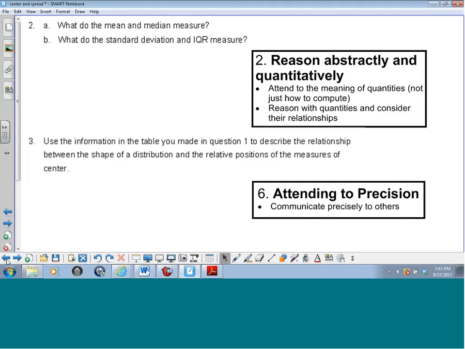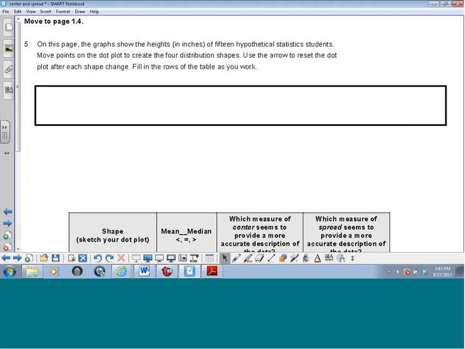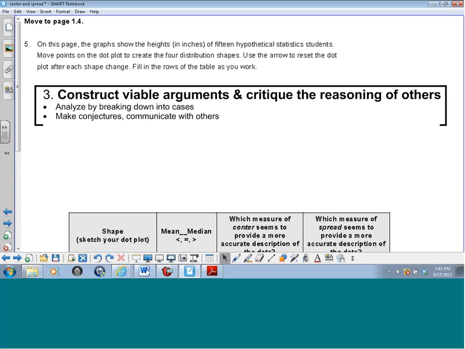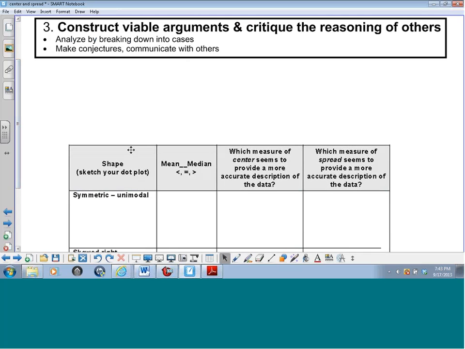I think it's at page 1.4. On this page, shows the height used to reset the dot plot and fill in the rows in the table. And so I think on this one, we're really constructing viable arguments and critiquing the reasoning of others. We're breaking down the data into cases, and that's what I liked about this. Again, we're drawing the shape here, what symmetric, unimodal, what's the mean, what's the median, which one is bigger? Are they the same? Are they equal? So we're testing the relationship between mean and median. So we're really exploring that relationship on a deeper level.